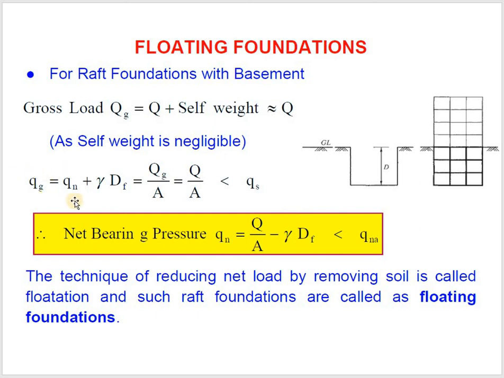This we got from this expression, Qg is equal to Qn plus gamma dF. So to have this term higher, you have to remove the soil to a greater depth, then only this term will increase and it will match the Q by A such that you have a net bearing pressure of 0. So here also you can see we have 3 levels of basement, so that much soil is removed to have a floating foundation.